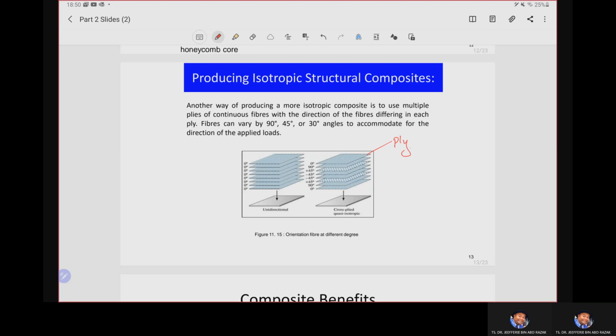The orientation of fibers differs in each ply, so every single ply in the stack is oriented at a different angle. You see here, the fiber can vary by 90 degrees, 45 degrees, and 30 degrees. Sorry, it can be 30 degrees also. The angle can also be oriented in either the negative or positive direction.